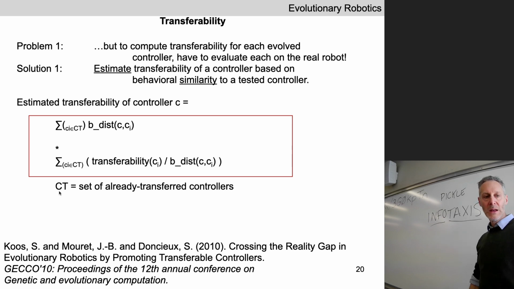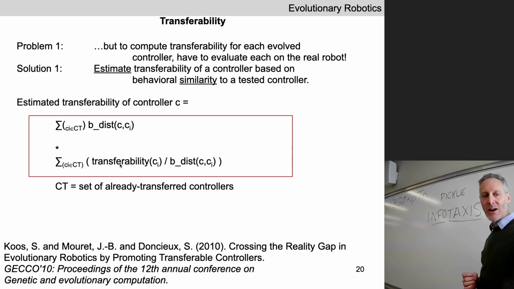Okay. So we're now considering controller C. This is a controller that's sitting in the population. Maybe that controller C caused the simulated robot to move kind of okay in simulation. We're trying to decide whether to send it across the gap or not. How do we know? If we compute the estimated transferability of that controller and estimated transferability is high, maybe we send it across the gap. How do we know? We're going to compute a sum here.